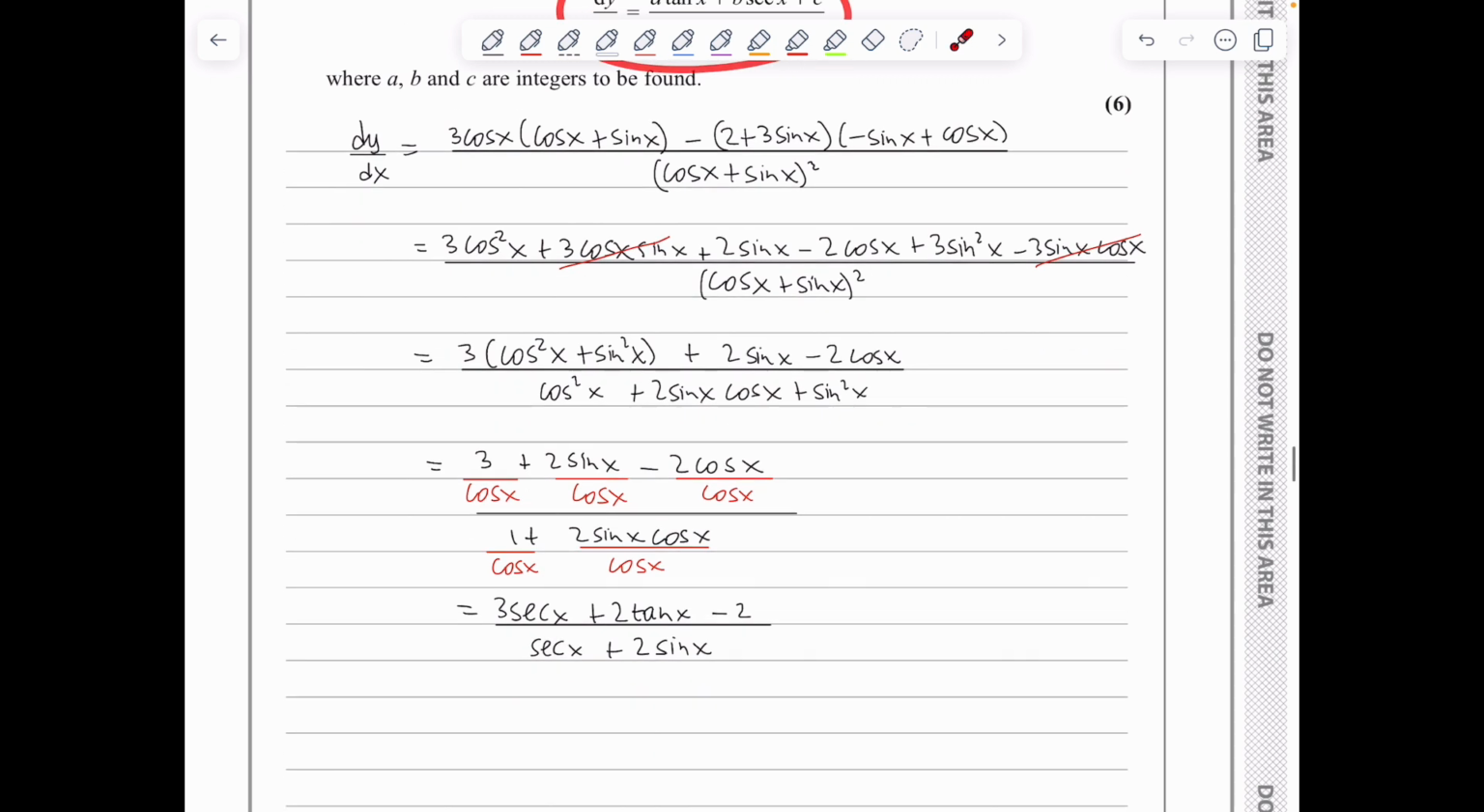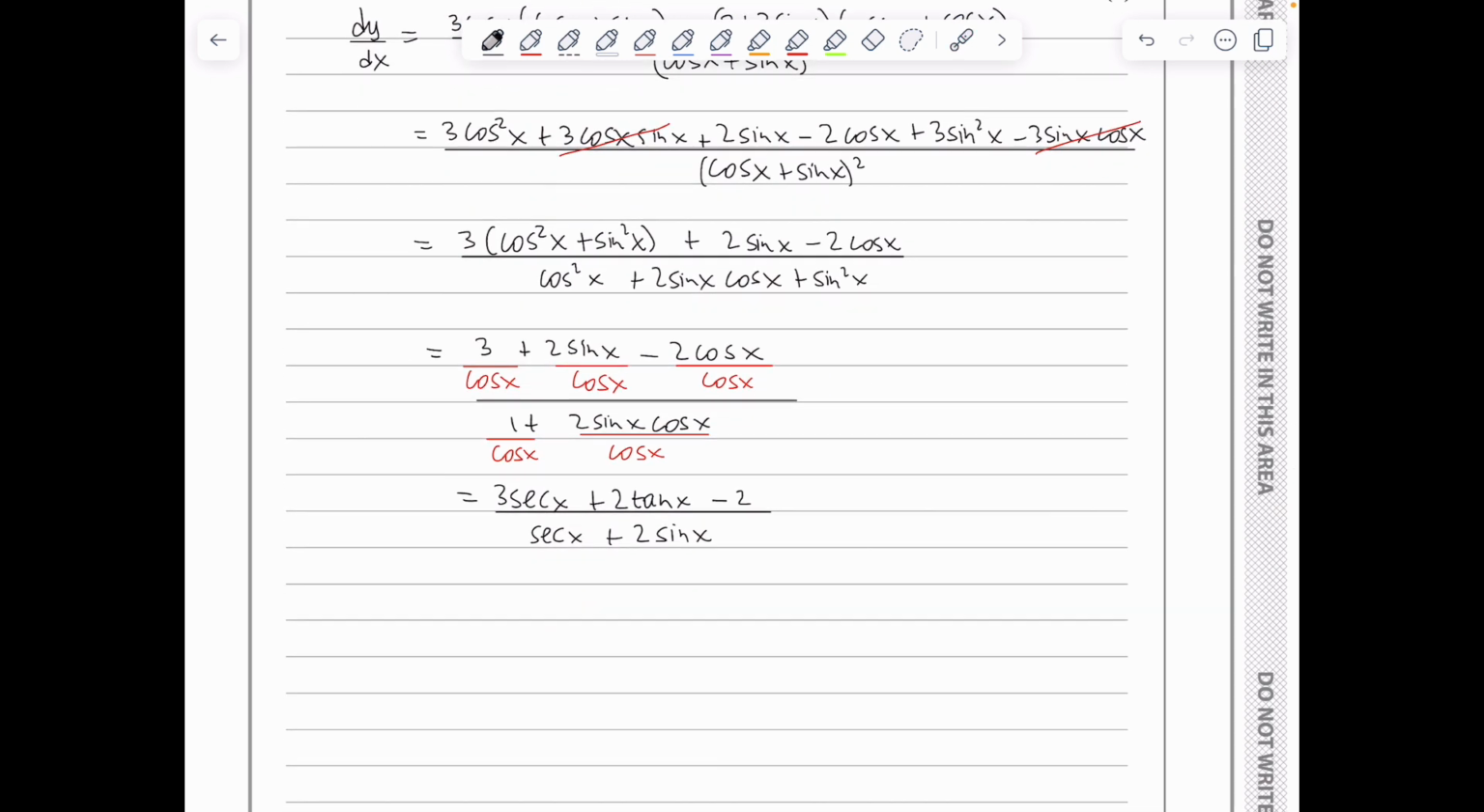and therefore we conclude that the constant a, the coefficient of tan x, is 2, the constant b, the coefficient of sec x in the numerator, is 3, and c is -2, it's the constant in the numerator.